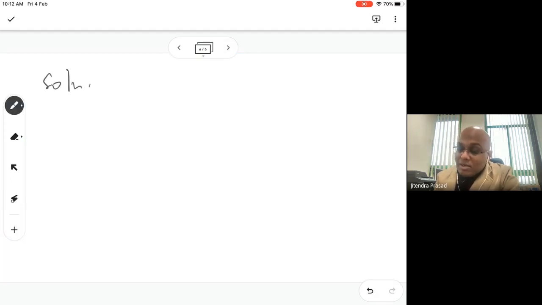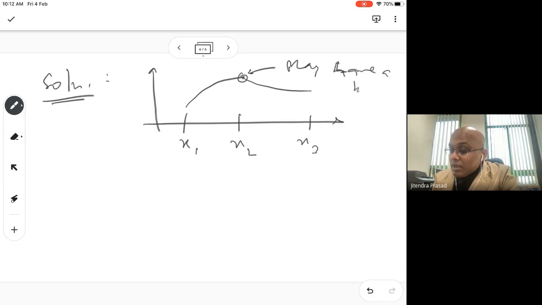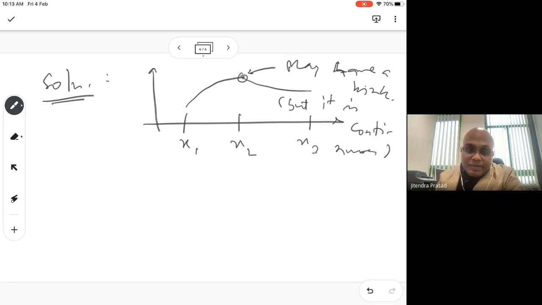So a solution could be: you have different x's, x1, x2, x3. Within that it can change, and within that there may be a kink. But it is continuous. Okay.